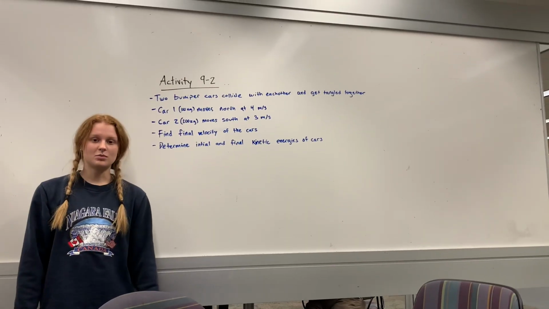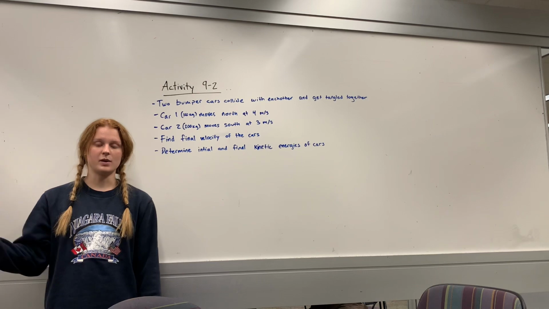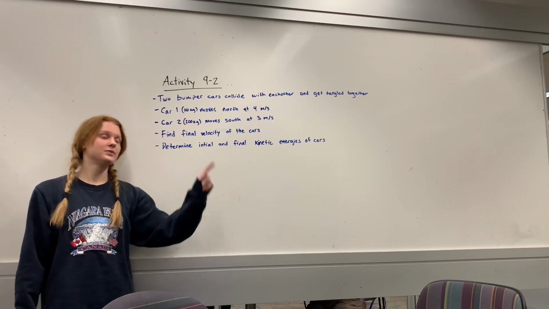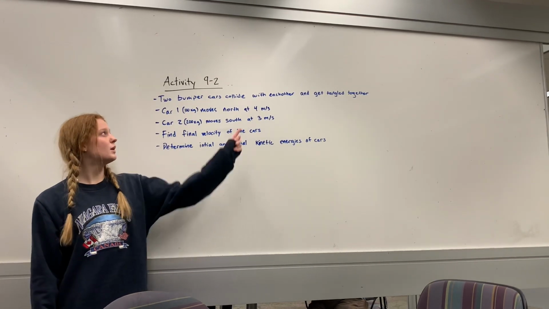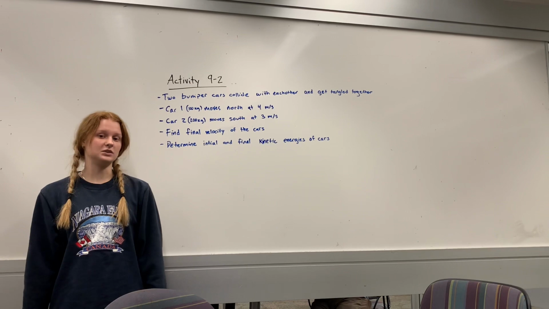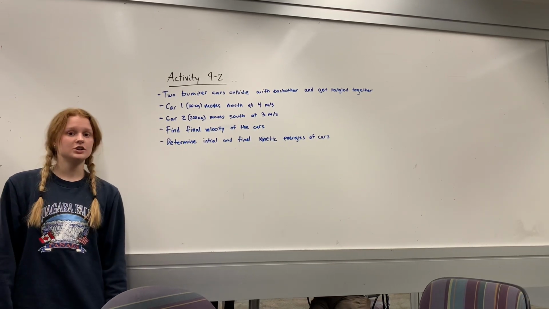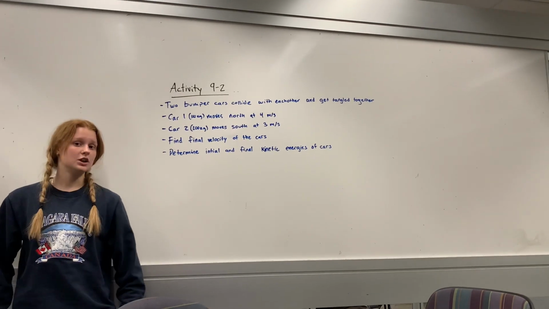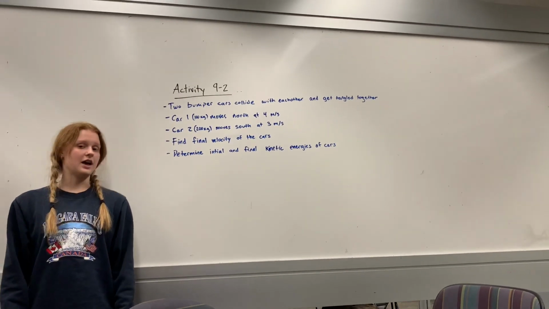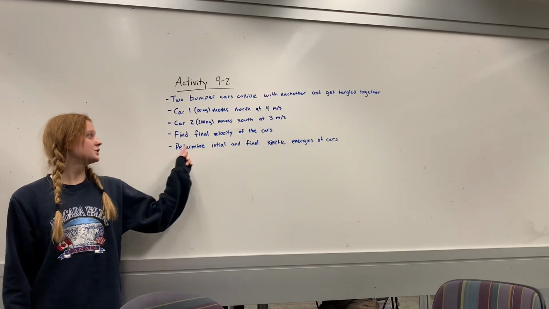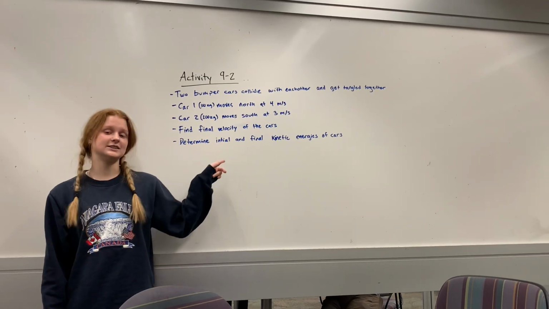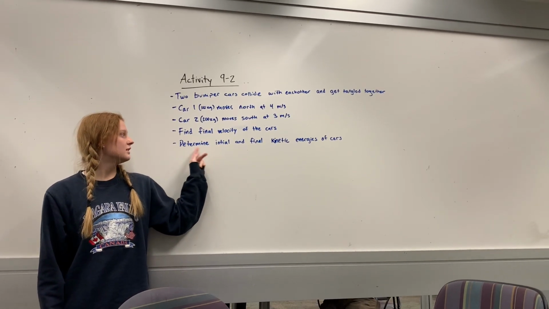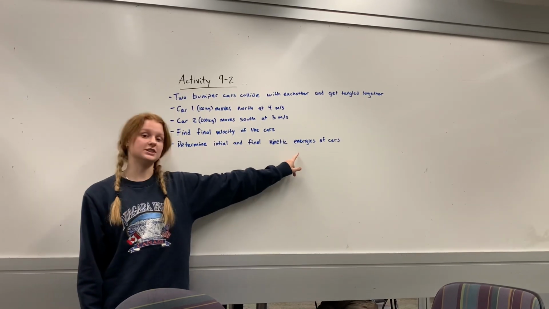So for the problem that is similar to the pendulum problem we were analyzing, we decided on activity 9-2. This activity was: 2 bumper cars collide with each other and get tangled together. Car 1 with 100 kilograms moves north at 4 meters per second, and car 2 at 200 kilograms moves south at 3 meters per second. First, we had to find the final velocities of each car, and using the final velocities, we determined the initial and final kinetic energies of the cars.